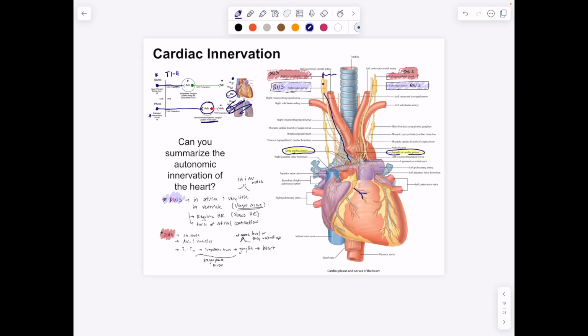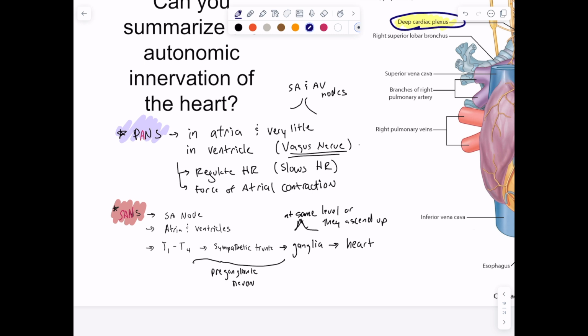And then in particular, we need to know a couple of things. For the parasympathetic, it's going to be acting on the SA and AV nodes. It's going to be in the atrium and not very much in the ventricles. It's the vagus nerve overall. It regulates heart rate and the force of atrial contractions, but nothing with the ventricles because it's not really present in the ventricles, right? Branches of the vagus nerve is what we're saying.